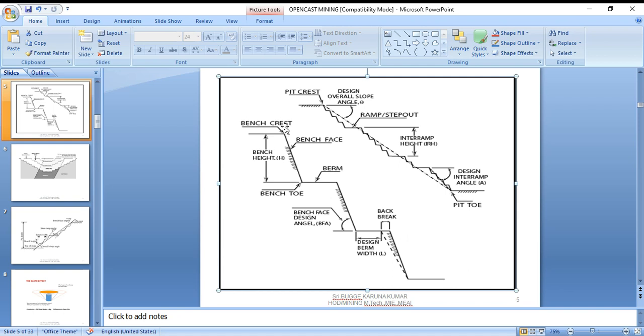The top of the bench is the crest, and the bottom is the toe. Similarly, a toe is also given here as a formation. This is the angle of the design, the inter-ramp angle. Inter-ramp height is called RH. Ramp setup, the design overall slope angle theta is given here. Pit crest is also given here.